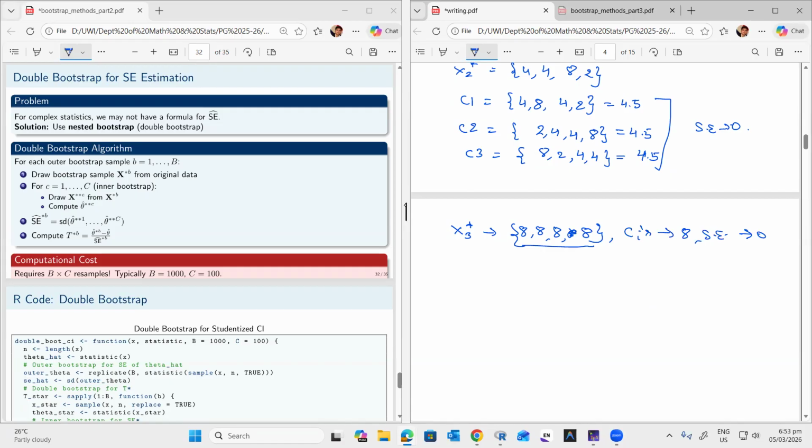So the estimated standard error for all three is 0. That means it is undefined. Because what happens when you put this standard error here? The estimated standard error: theta cap star b minus theta cap, divided by the estimated standard error of theta cap. It will be undefined because the standard error is in the denominator. Yes or no?